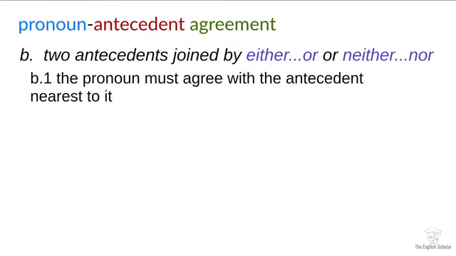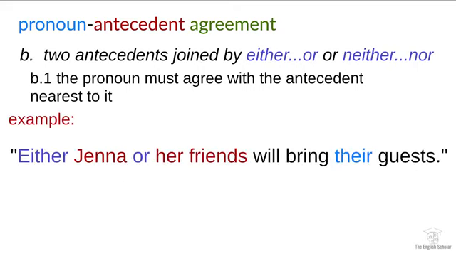For two antecedents joined by either/or or neither/nor, the replacement pronoun must agree with the antecedent nearest to it. For example, either Jenna or her friends will bring their guests. Friends here is plural, and it is the closest to the replacement pronoun, their. The replacement pronoun then should agree with friends. Since it is plural, we use their.